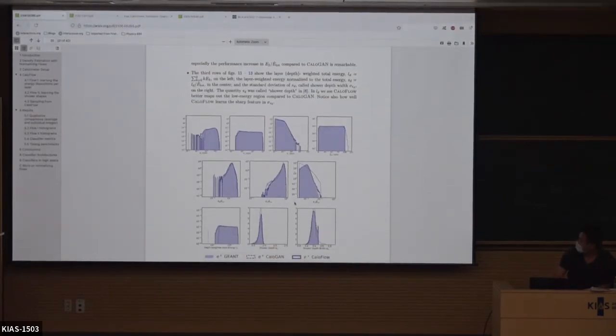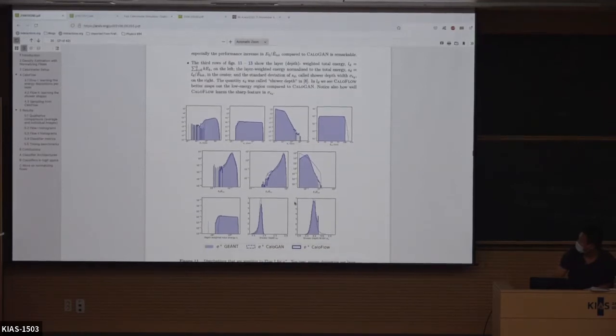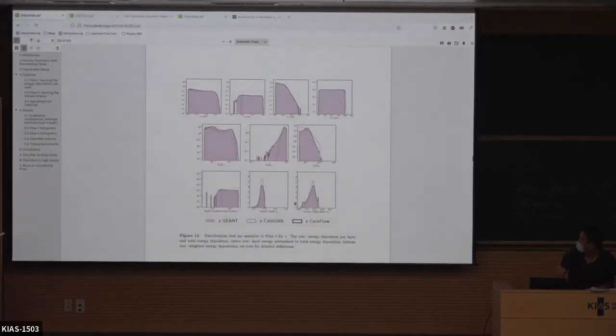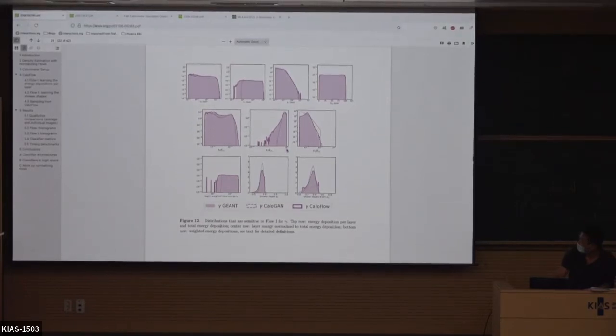So that's for electrons. This is for photons. Again, the flow hits the distributions pretty much all on the head, and the GAN is pretty off in almost every place.